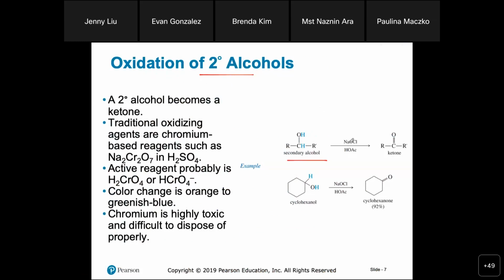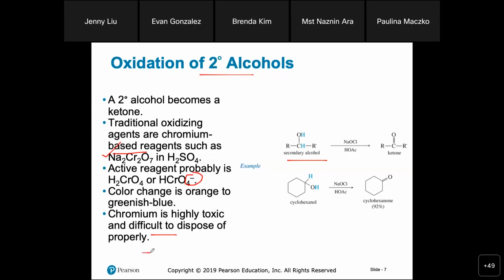And in most cases, when we perform an oxidation reaction, we use an oxidizing agent. Traditional oxidizing agents are chromium-based reagents such as sodium chromate in sulfuric acid, and another active reagent is perchromate, or I mean chromic acid, in an ionized situation. The color change is orange to greenish blue. Chromium is highly toxic and difficult to dispose of properly.